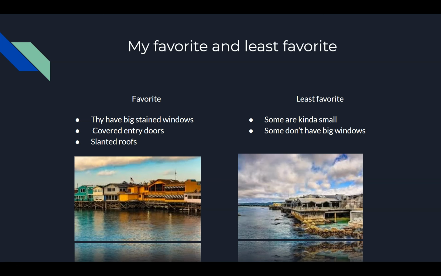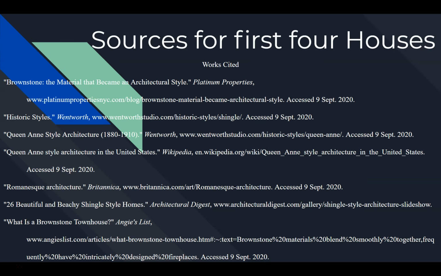Okay, my favorite is the big stained windows, covered entry doors, and slanted roofs. Least favorite, they were kind of small, not that big. Some of them just don't have big windows to see out. That's it.